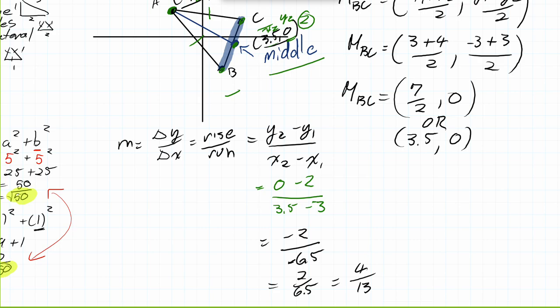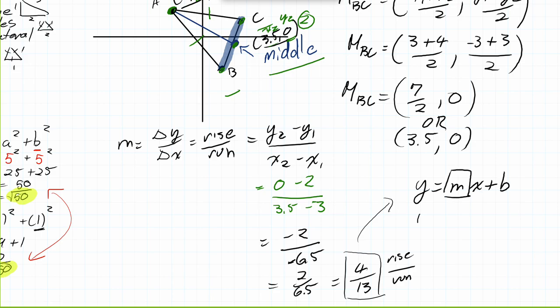I'm going to leave it like that because slope is really nice as a fraction. It's easy to see rise and run when you leave it as a fraction. So when we do that, we're going to start plugging it into our equation of a line. y is equal to mx plus b, and it just so happens what we found was m. So y equals 4 over 13 x plus b.